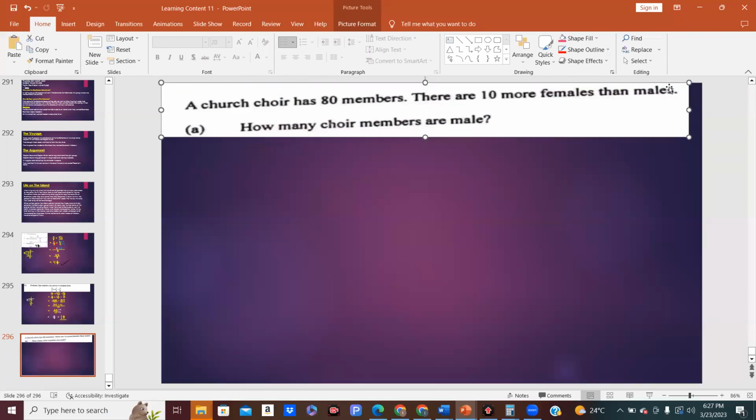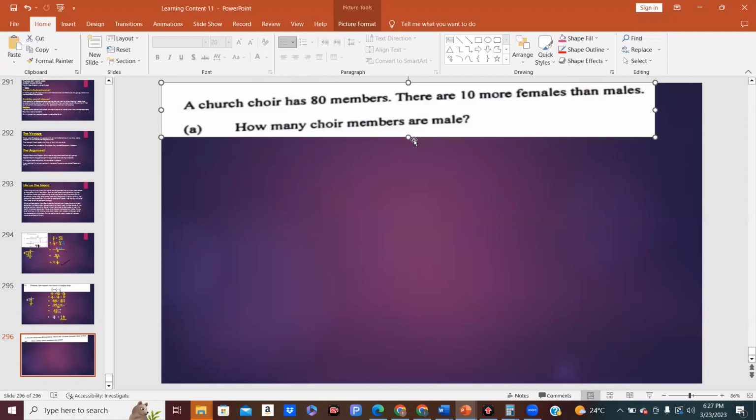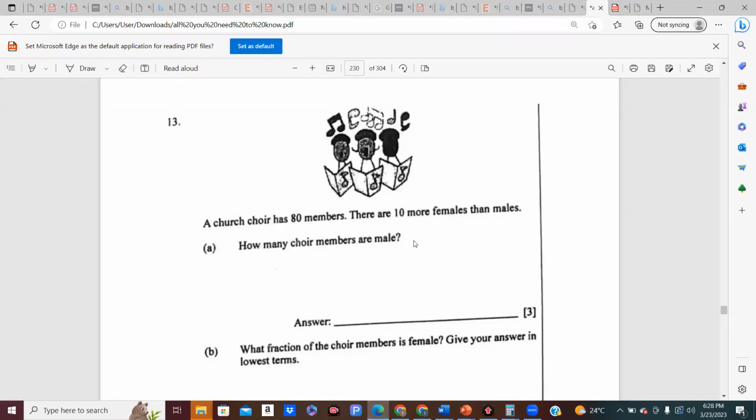40. Subtract what? Subtract 10 from 80, and you will get what? If you subtract 8 from 10, you will get 70. 80. Is that how you do it? I don't believe so.